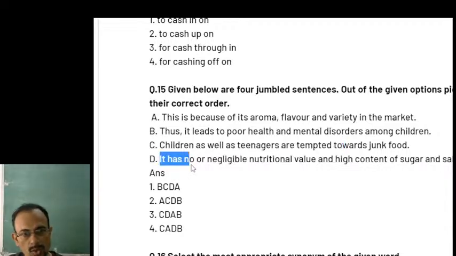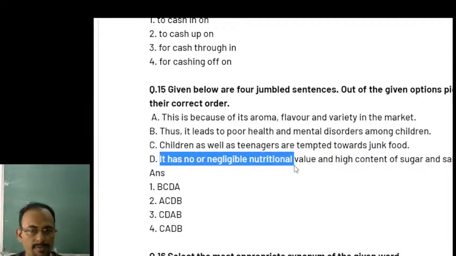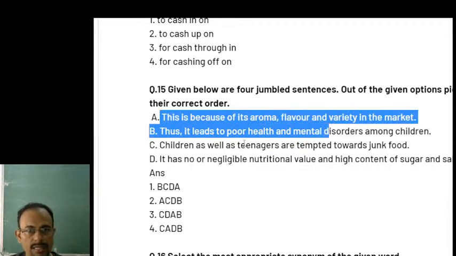children as well as teenagers. Then it has no or negligible nutritional value. Then you can say A, this is because, and then does it lead to.